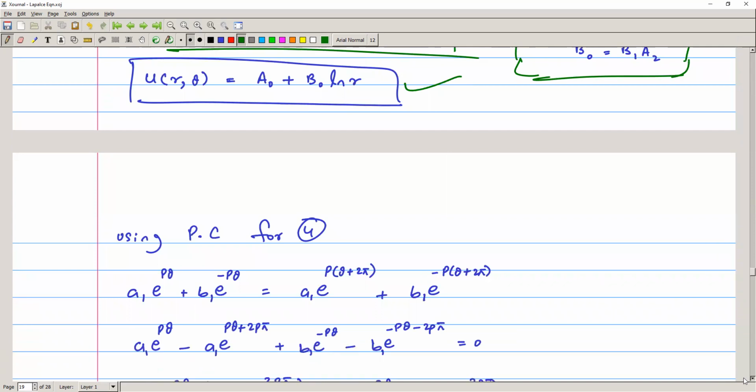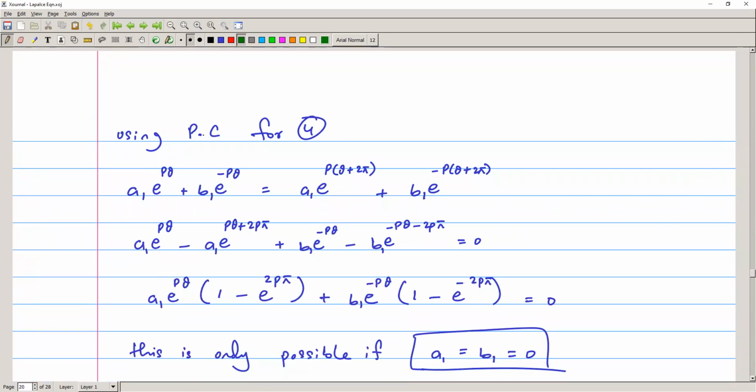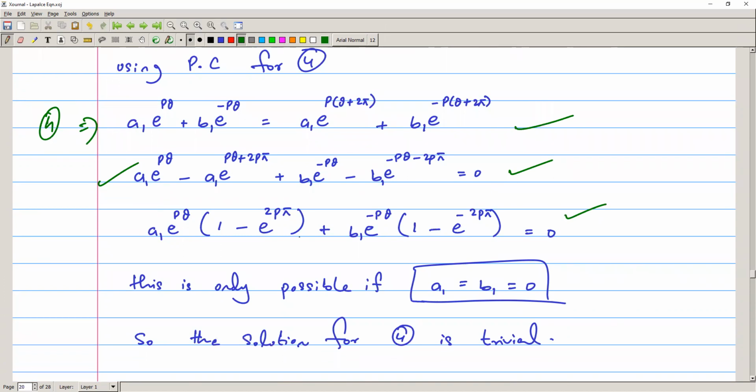Now we can move to the second equation, equation 4. So using periodic conditions, equation 4 implies this. We will simplify this equation. Here are the steps for the simplification. Now we can see here that this condition will only hold, that this whole function is equal to 0, when a1 and b1 are 0. Otherwise, we cannot have a solution equal to 0, because e to the power p theta can never be 0, because we already supposed in this case that p is greater than 0. So it's never 0.